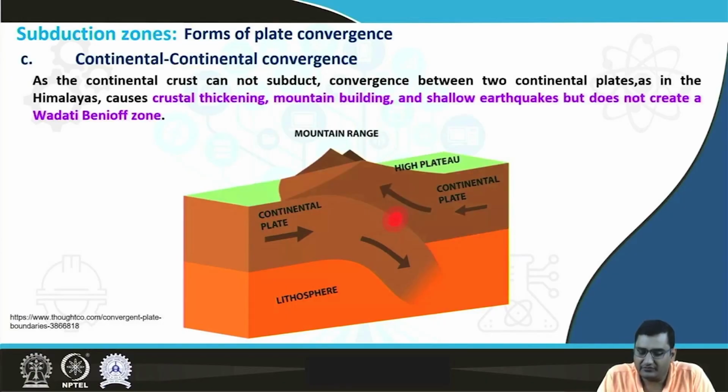The next one is continental lithosphere convergence, which is happening in the Himalayas as well. Here the continental crust does not subduct, and convergence happens between the two continental plates. This is similar to the example of the Himalayas where crustal thickening is happening, mountain building is happening, and shallow focus earthquakes are also happening, and it does not create any Wadati-Benioff zone here.